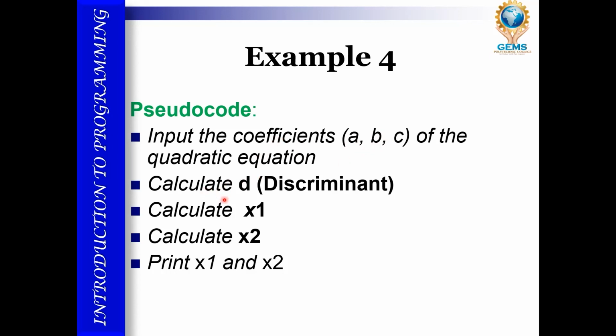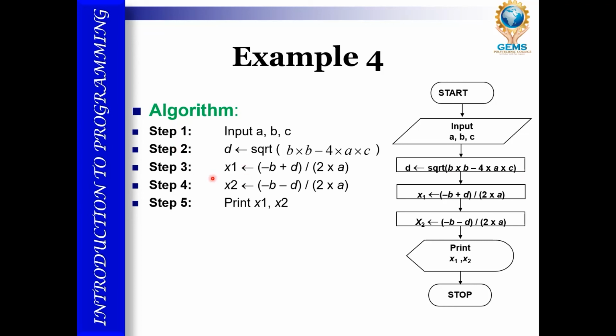Now we are going to calculate the discriminant. So D stands for discriminant. Then we are going to calculate x1, calculate x2, and then finally print x1 and x2. So this is the way to write the pseudocode. Now see how we are going to write our algorithm and flowchart. So this is the algorithm part. Step 1, input a, b, c. Step 2, discriminant equals the square root of b square minus 4ac. Then step 3, we get the value of x1, step 4, the x2 value, and then finally print x1 and x2.